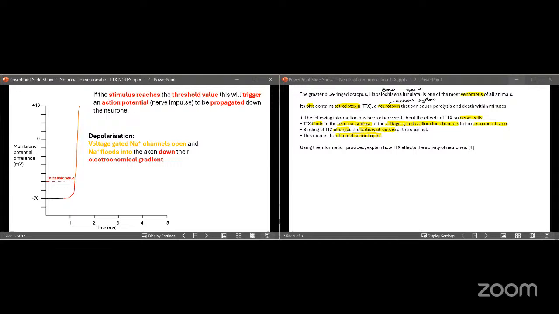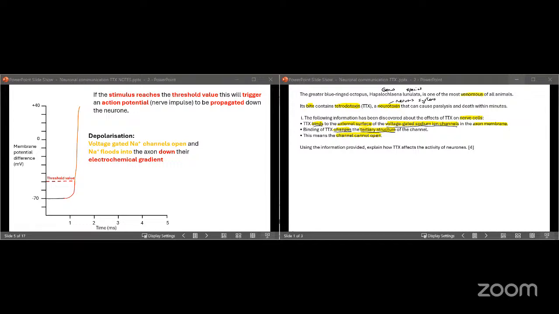The sodium is going to flood into the axon down that electrical chemical gradient. So if we go back to this question then, we're being told that this chemical is going to bind to these voltage-gated sodium ion channels. It is going to change their tertiary structure, so it's therefore going to affect their ability to let sodium move. So to answer this question, we need to think about that.